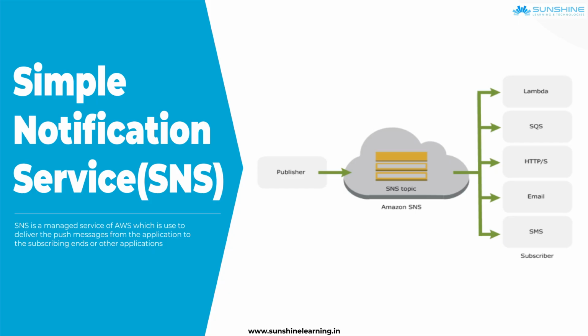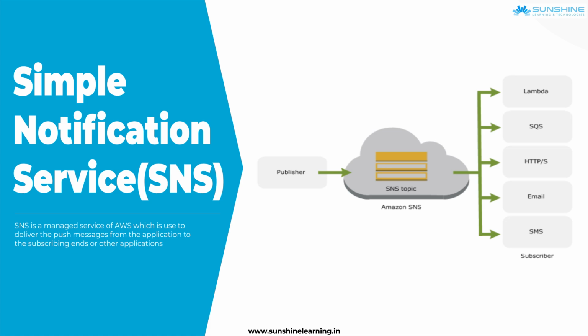So SNS is a managed service of AWS that is used to deliver push messages from the application to the subscriber end or the other application. So guys, SNS works in the publisher-subscriber, or pub/sub, format. First of all, you have to move to the SNS service, and there you have to create a topic. Whatever topic you want to create, you can specify the name. And then to that topic, there are subscribers.